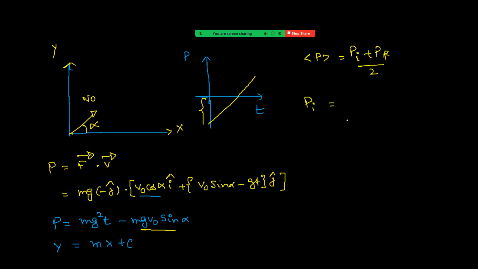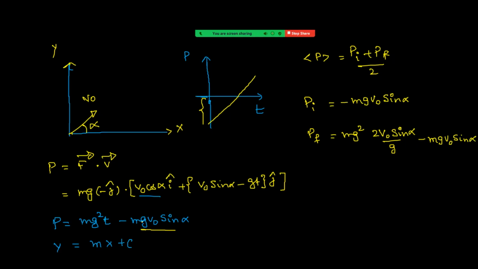Initial power P0 is equal to minus mg v naught sine alpha, the initial value. Now see what is the final power. Final power means when it is about to touch the ground, which is equal to the time of flight. So substitute the value of t, which is 2 v naught sine alpha upon g. This is the time of flight, minus mg v naught sine alpha.